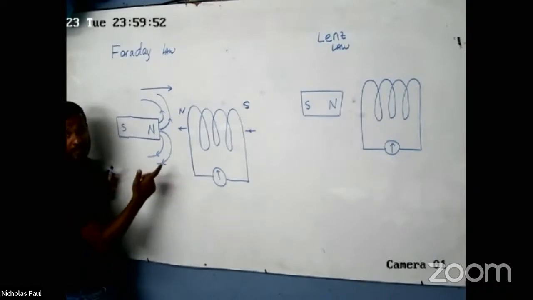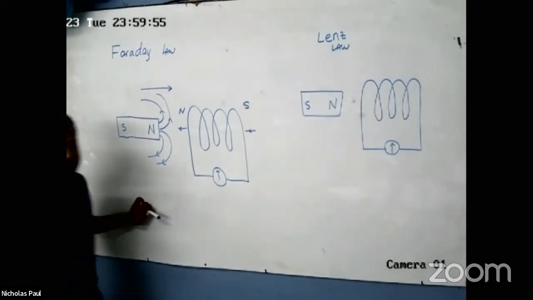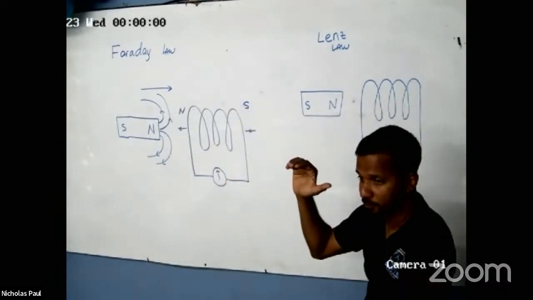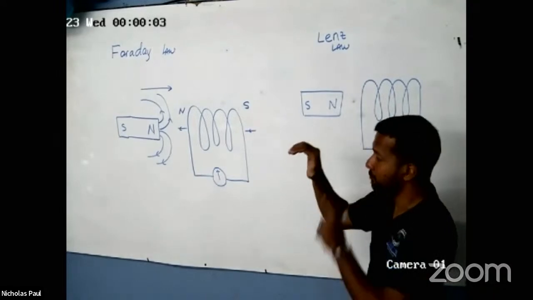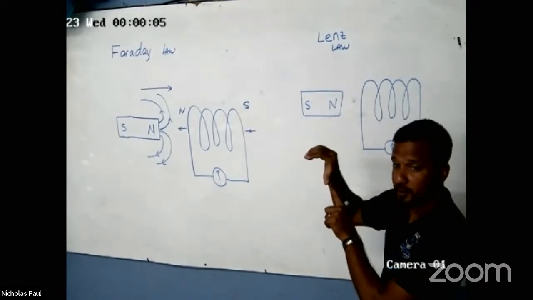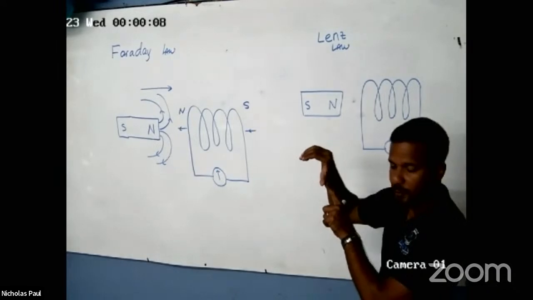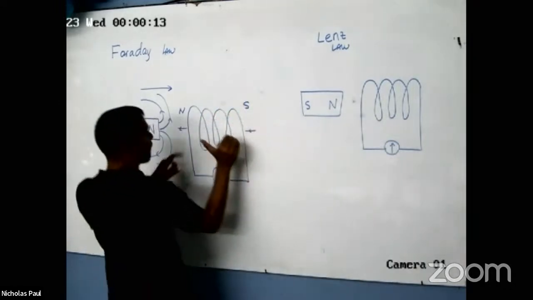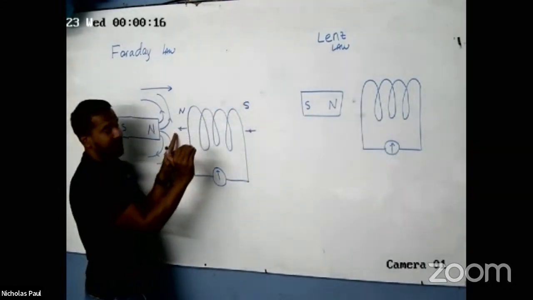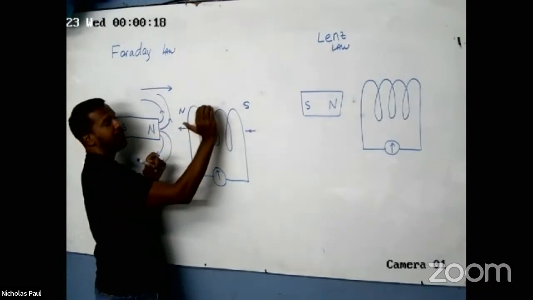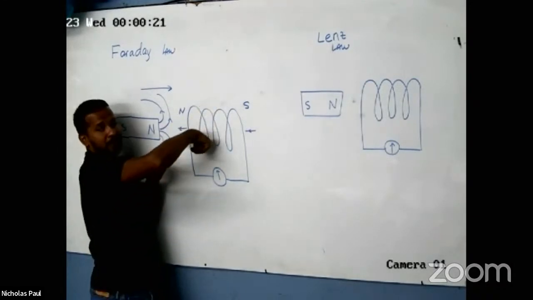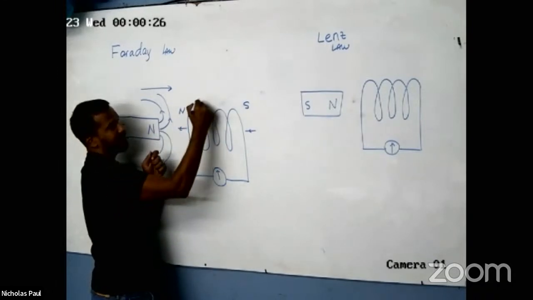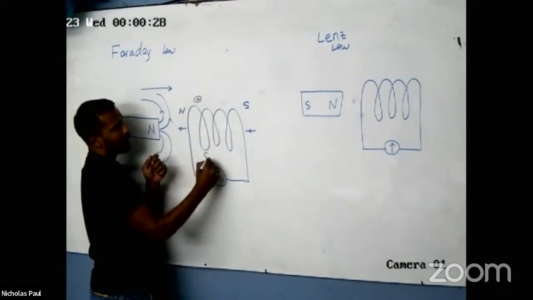We need to figure out the current direction. So we're going back to the right-hand grip rule to figure out current direction. That's okay? So your thumb points towards magnetic north, right? That's for the solenoid. So look at my thumb here. My thumb is pointing towards magnetic north and current is going in at the top and coming out at the bottom. In at the top, out at the bottom.